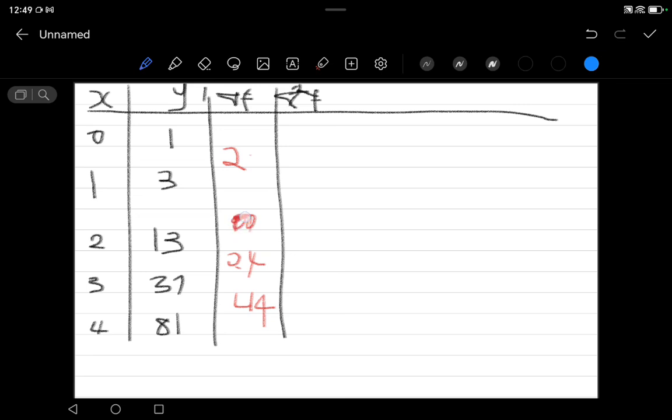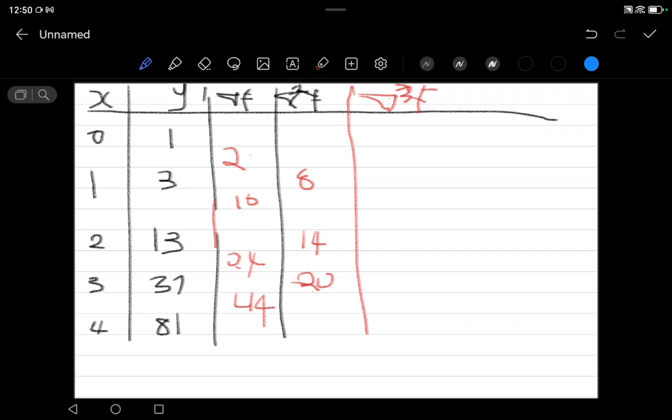Let me write. I skipped too many lines here. I want them to correspond. Sorry, so 10 is going to be here. Okay, so here it's going to be 8. And then 24 minus 10 is going to be 14. And then 44 minus 24 is going to be 20. Now moving forward, remember we said we stop when we have one value.